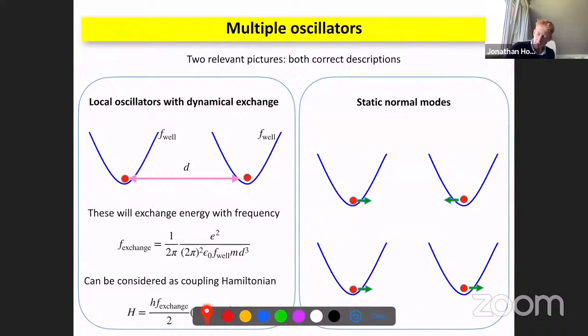I'm sure you're familiar with this from classical physics, but it's basically that we have these two types of motion, one where the ions oscillate in phase with each other, one where they oscillate out of phase with each other. And what you would see is that the difference of frequency of these two is basically given by this exchange frequency. So this is what produces the dynamical evolution in this picture, just the separation in frequencies of the normal modes.